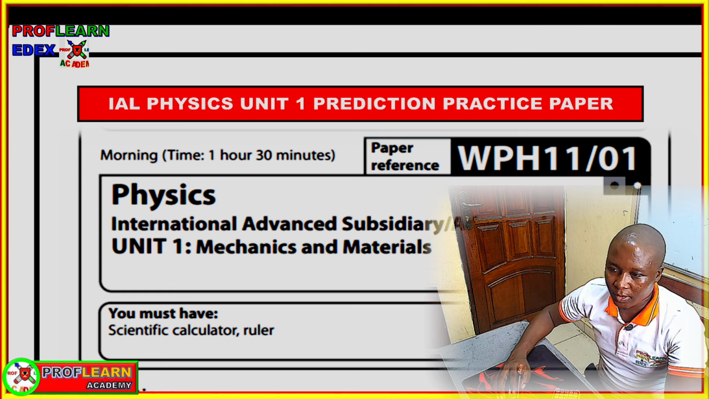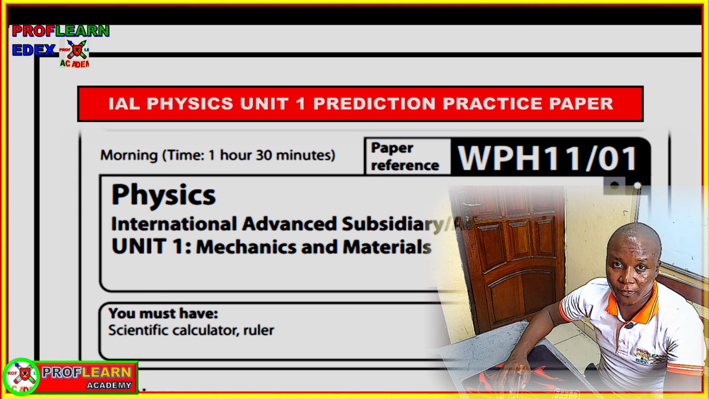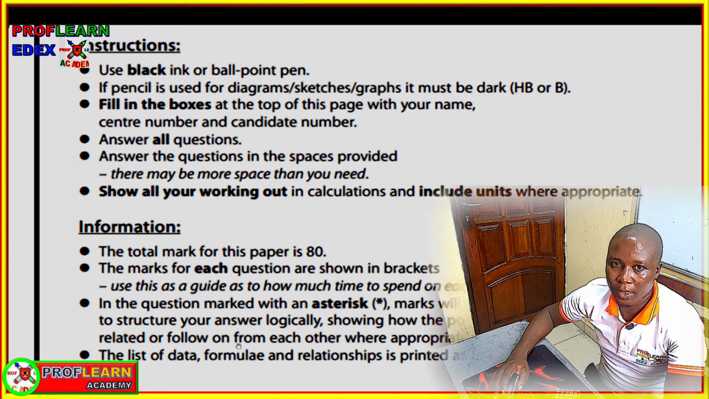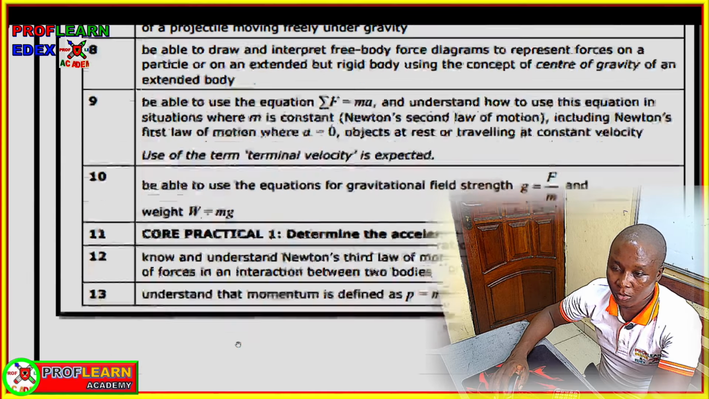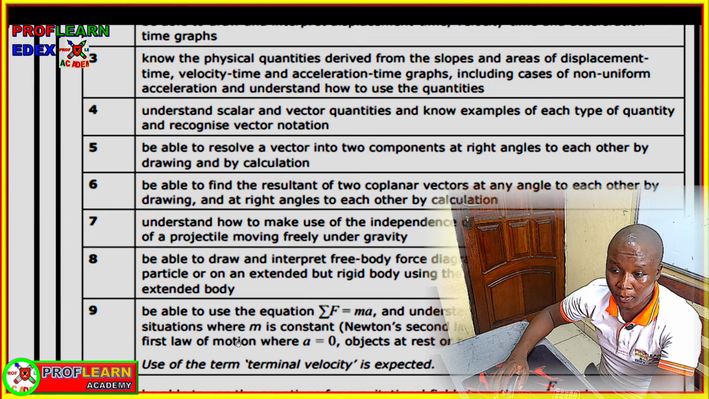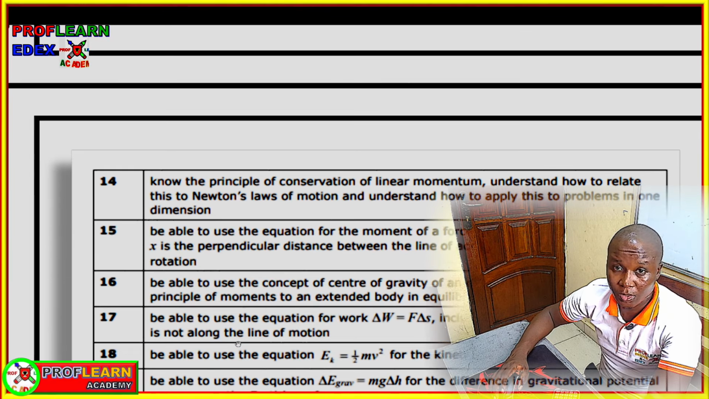We are going to look at IAL Unit 1, that is Mechanics and Materials. We had looked at Part 1, where we discussed the multiple choice questions and the areas that you must focus on. If you have not watched Part 1, check in the description so that you can get the link that is going to take you straight there.